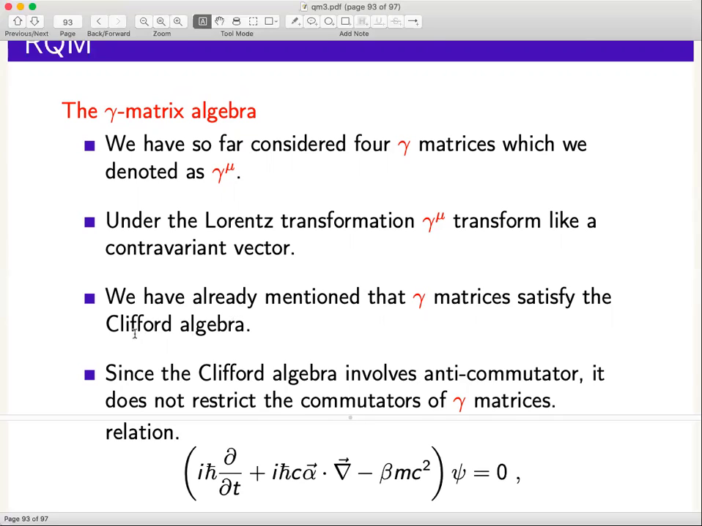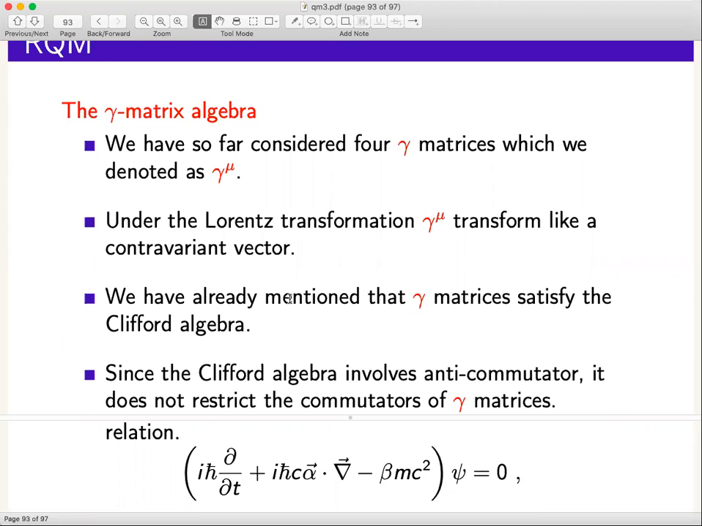But the thing is that the Clifford algebra tells you that gamma matrices satisfy a certain kind of anti-commutation relation. The anti-commutator of gamma mu and gamma nu is equal to something. Either it is zero if mu and nu are not agreeing, or it would give you something proportional to eta mu nu. But the Clifford algebra has nothing to say about the commutators of gamma matrices.